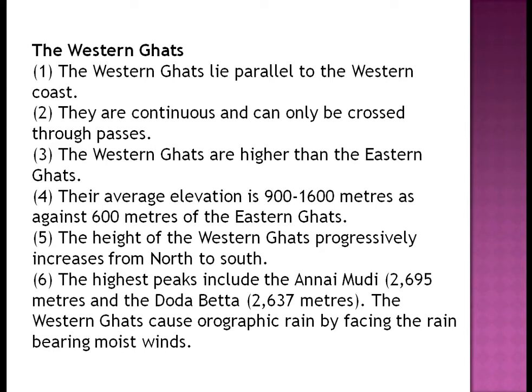The Western Ghat lies parallel to the western coast. They are continuous and can only be crossed through passes. The Western Ghats are higher than the Eastern Ghats. The average elevation of these ghats is 900 to 1600 meters as against 600 meters for the Eastern Ghat. The height of the Western Ghat progressively increases from north to south. The highest peak is Anai Mudi, which you can mention in the differentiation.